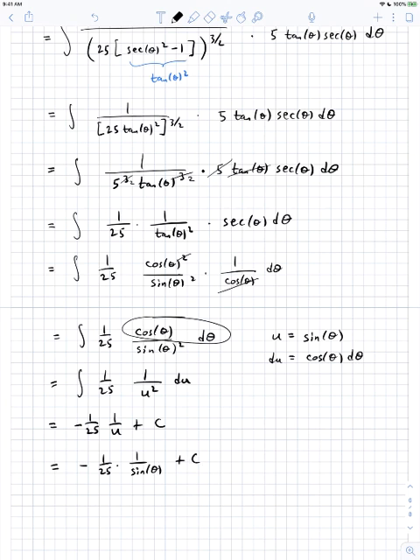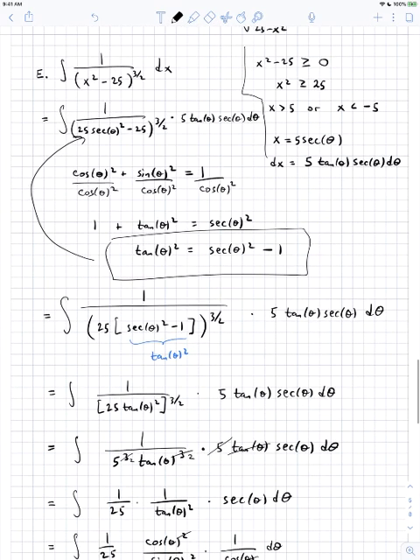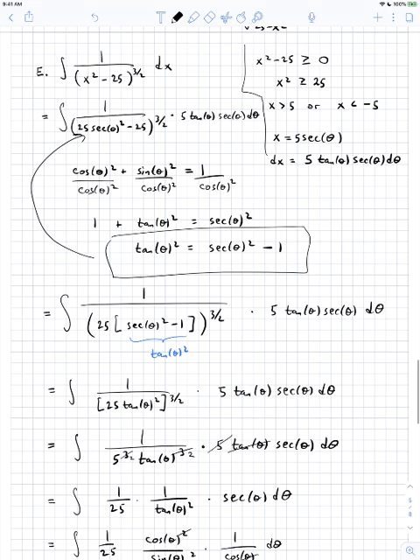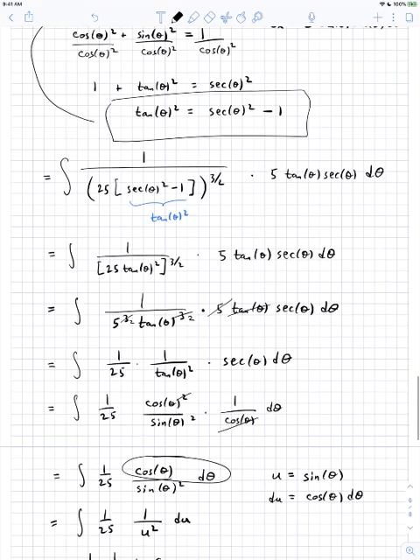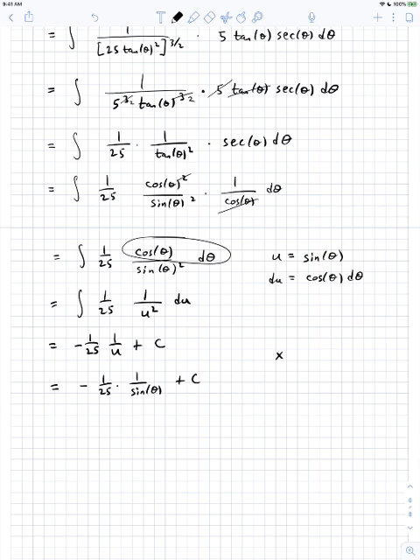Now you mustn't think that you're done here, because you still have to get rid of that theta. So how do you get rid of the theta? Well, you have to go back and remind yourself what the original substitution was. The original substitution was that x is equal to 5 secant theta. So another way of writing that is x over 5 equals secant theta. But secant is 1 over cosine, so 5 over x is cosine theta.